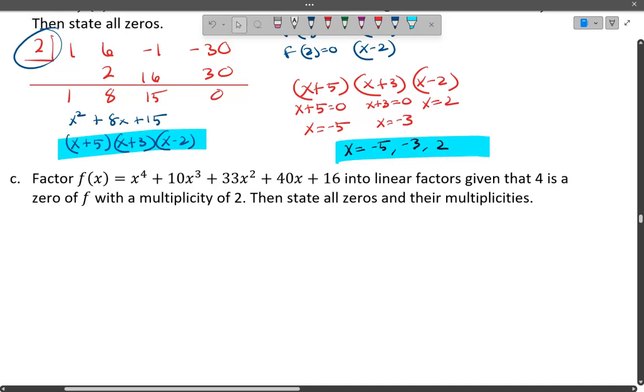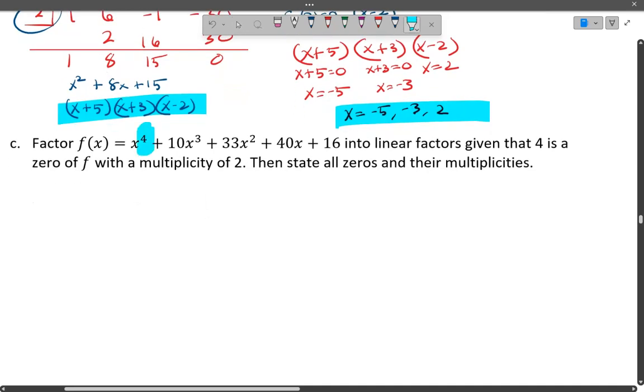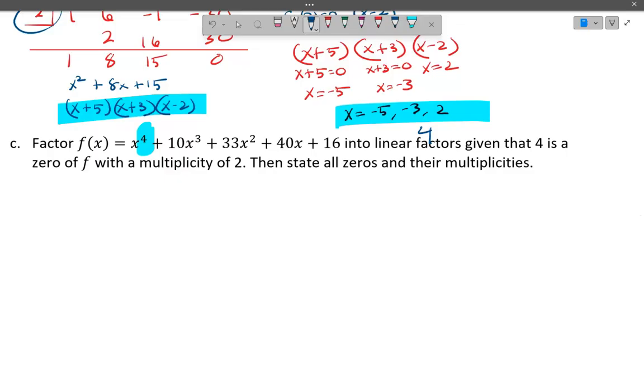Now here, we're given a fourth degree polynomial, which means that we have to have 4 linear factors and 4 zeros. So they're telling us that 4 is a 0 with a multiplicity of 2. So there's 2 of my zeros right there. So we're going to do synthetic division with 4 two times to factor all the way down to a quadratic.